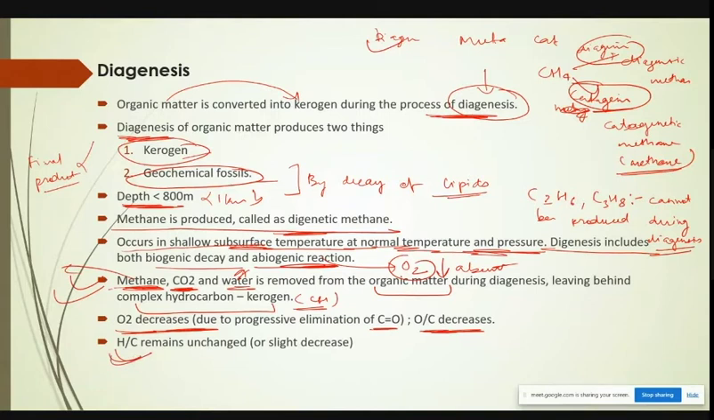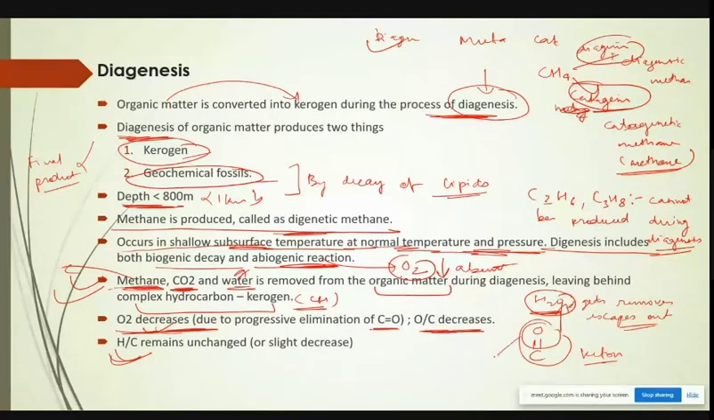So the explanation for this is, we discussed that H2O gets removed or escapes out. Water will escape out during diagenesis. Oxygen is there in the water molecule, so oxygen will decrease. As well as, the organic matter contains C=O, that is ketones. These bonds are also eliminated during diagenesis. Due to elimination of water as well as elimination of C=O, the oxygen content of the organic matter decreases, whereas the carbon remains constant.